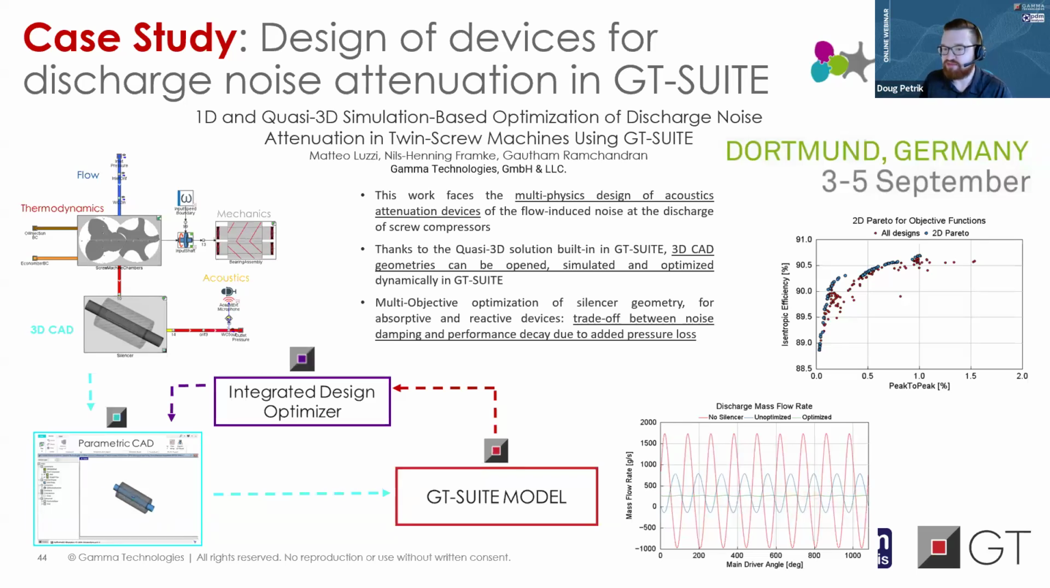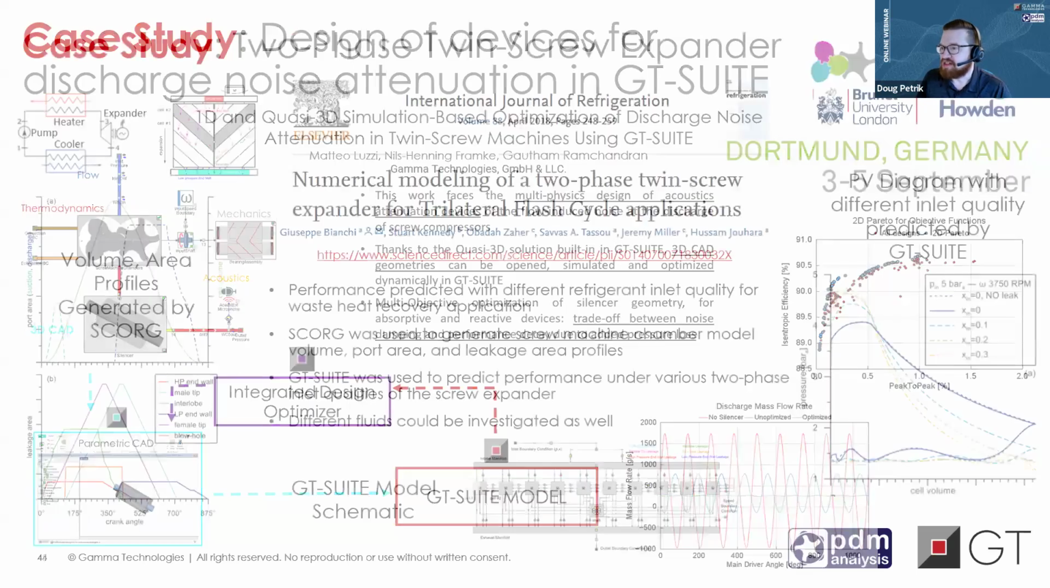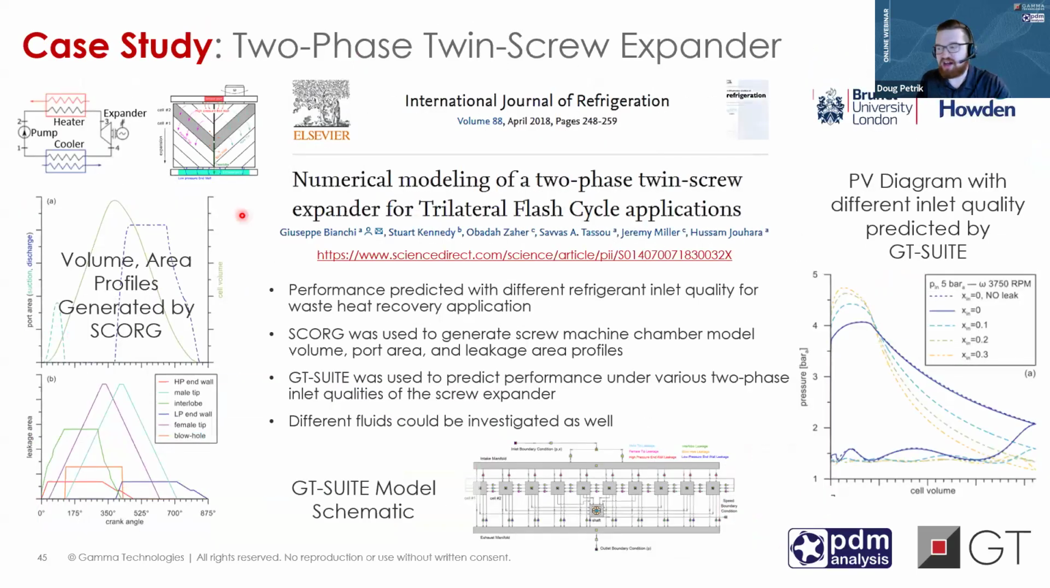This is another example of a case study published in the International Journal of Refrigeration, and it was a joint effort between Brunel University, London, and Howden. Here they modeled a two-phase twin screw expander for trilateral flash cycle applications. This is an older case study where they used SCORG to generate the volume and area profiles, and then made a GT model of that and analyzed the performance of the expander with different inlet qualities.